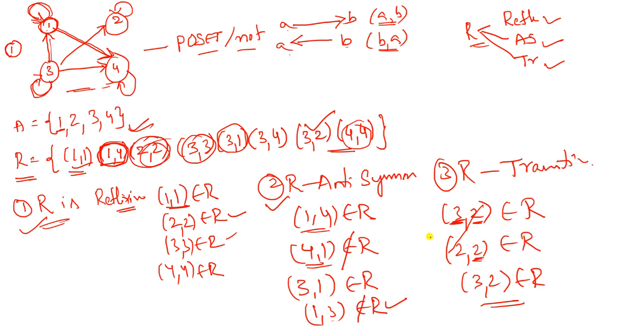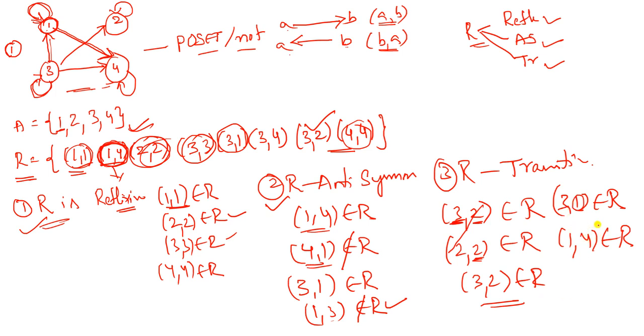1 comma 4 belongs to R, right? Similarly 3 comma 1 belongs to R. Okay, here the second element is 1. Check any element starting with 1. Yes, 1 comma 1 is there, 1 comma 4 is there. So take 1 comma 4. 1 comma 4 belongs to R. Yes, 1 comma 4 is also there in the relation.